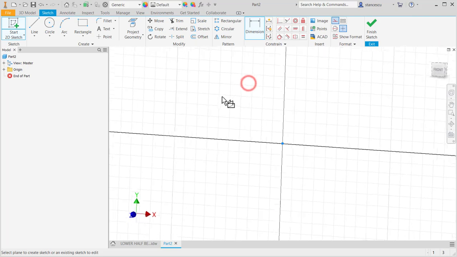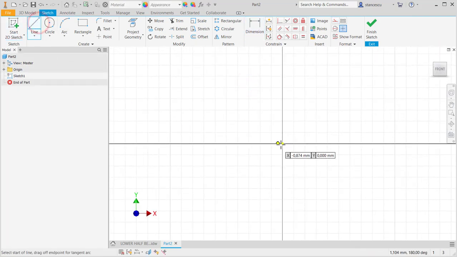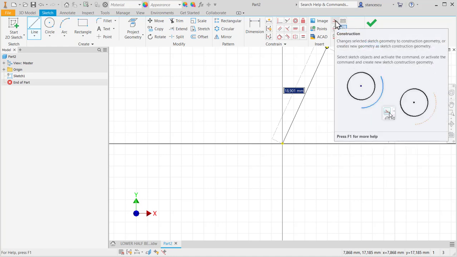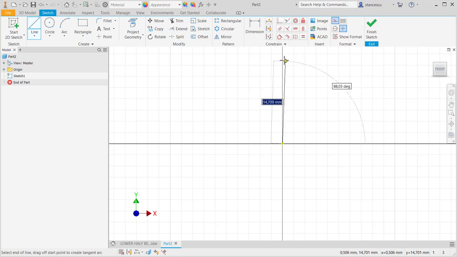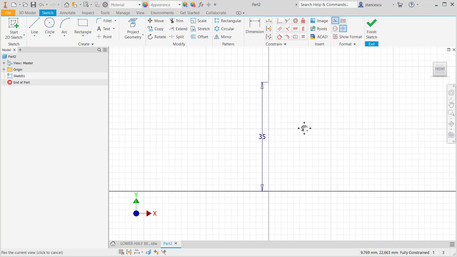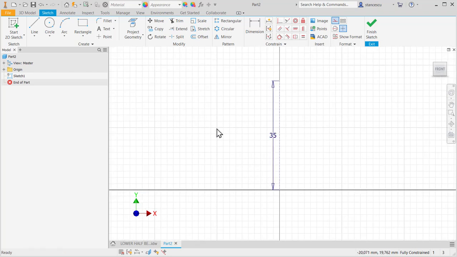The plane XY and a line, not a center line but a construction line. When we have a revolution, I choose a center line, but when we have to create an extrusion like now, I choose construction, 35. Home to see the whole picture, and now I draw the contour.